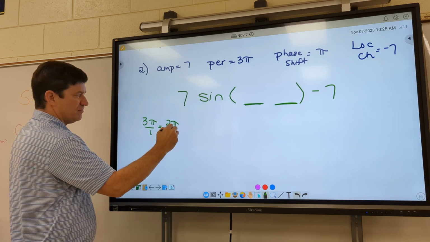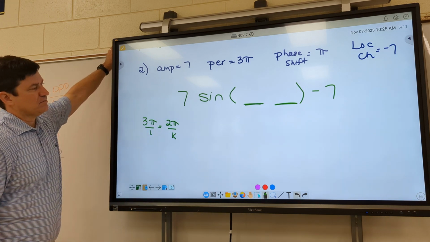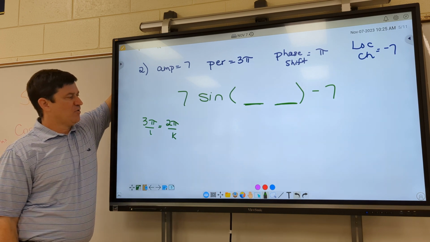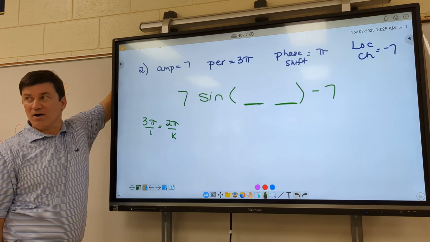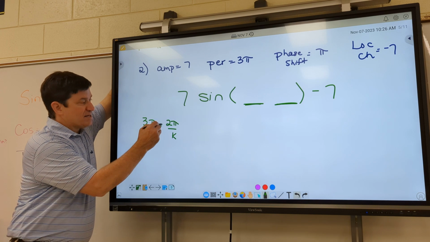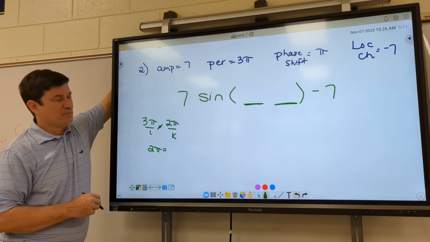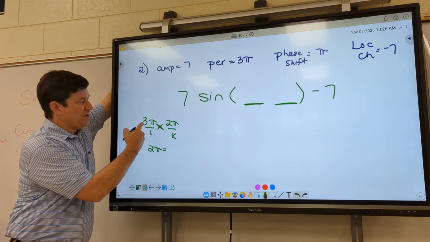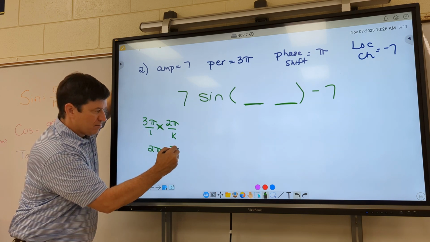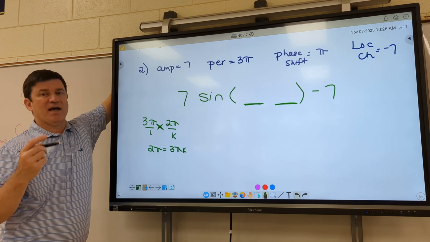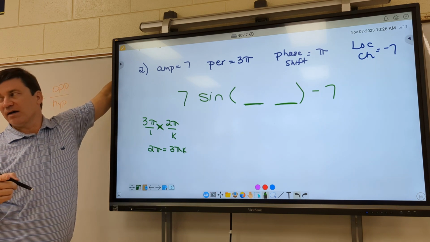2 pi over k. Very good. All right, now Laney, from here we're just going to cross multiply in our calculators. I times these 2, I get 2 pi. If I times these 2, I get a 3 pi and a k. Now here's the question again. How do I know what I divide by?